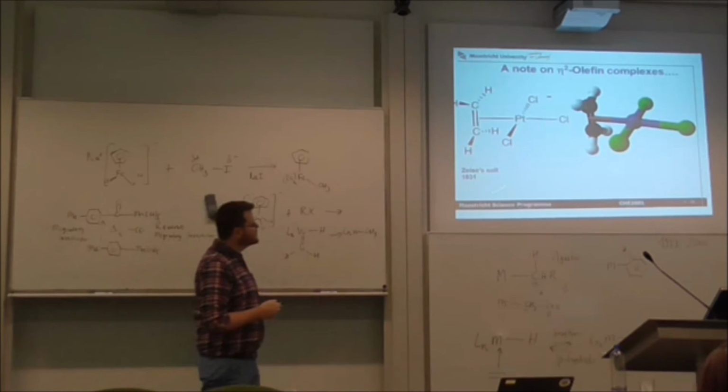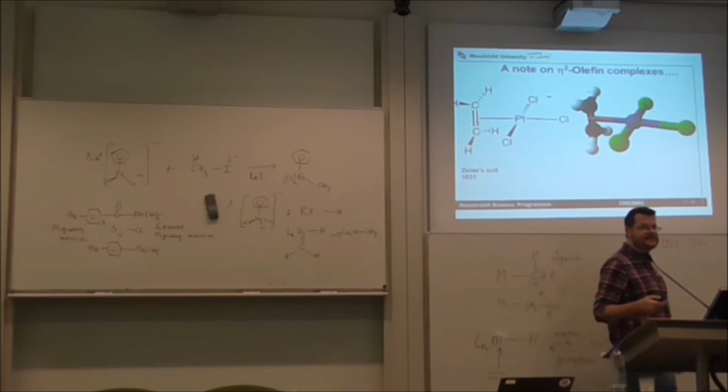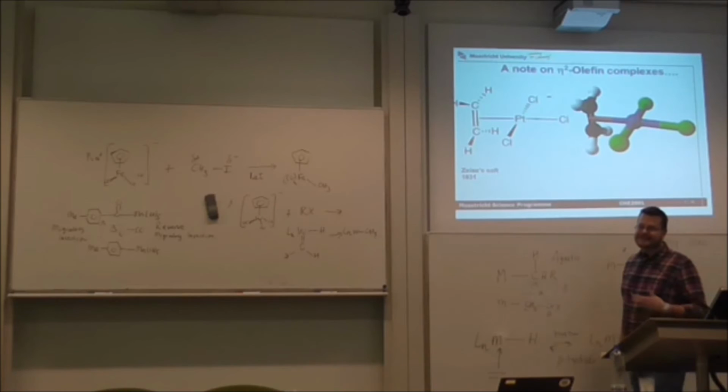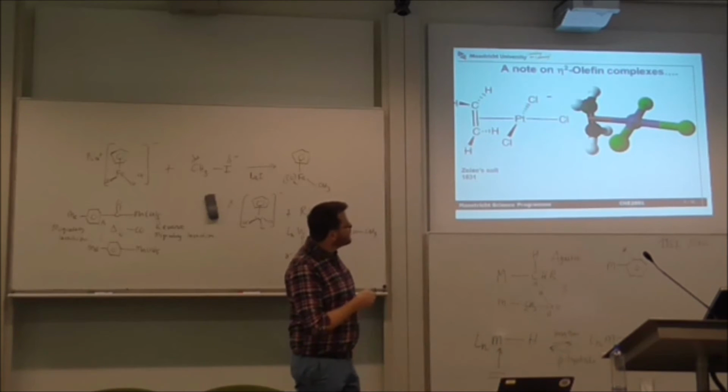This is in fact the first example of an isolated alkene complex, 1831, Zeise's salt. The cation here is potassium, so this whole thing is anionic. This is platinum(II). These pictures come from Wikipedia. So sometimes Wikipedia has some nice things, right? So, yeah. That's how it looks.